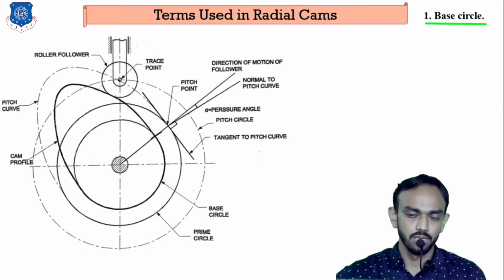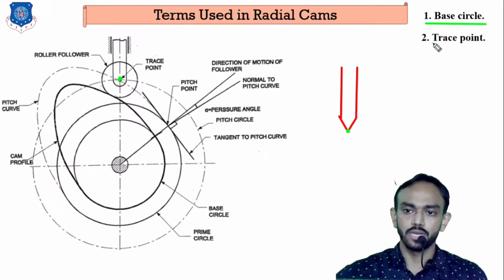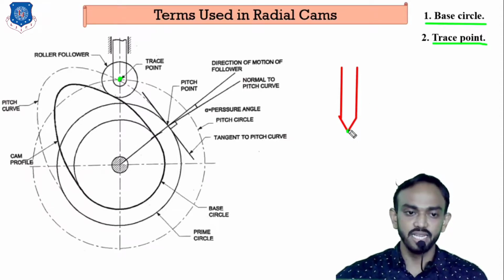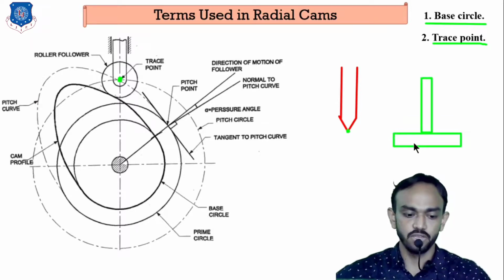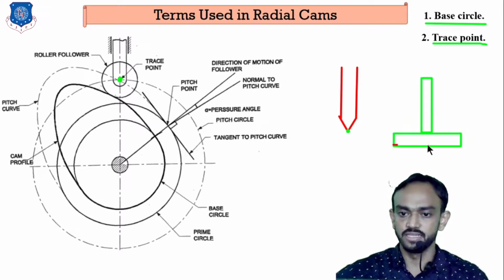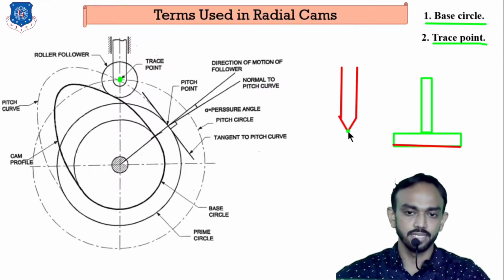Okay, second term. The trace point is a reference point on a follower. We are considering it for the motion of the follower. In this roller follower, we are considering this center for the motion of this follower. And in a knife edge it is that. In a flat face, you know that there is a whole surface, and which is considered as a reference. Okay, so that's it.